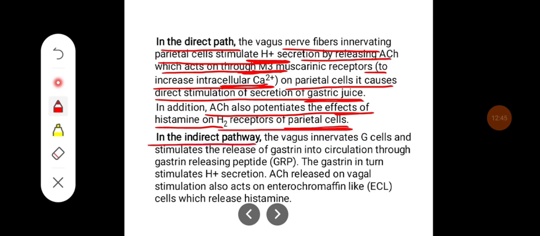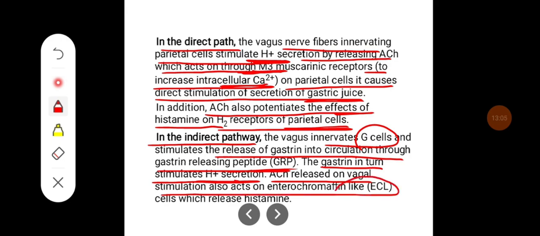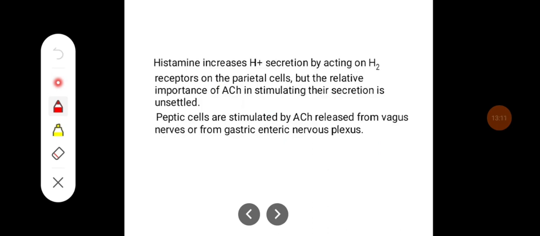In the indirect pathway, the vagus innervates G cells and stimulates the release of gastrin into circulation through gastrin releasing peptide. The gastrin in turn stimulates the H+ secretion. The acetylcholine released on vagal stimulation also acts on enterochromaffin cells, which release histamine. Histamine increases the H+ secretion by acting on H2 receptors on parietal cells, but the relative importance of acetylcholine stimulating their secretion is unsettled.